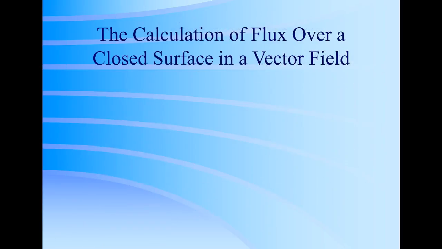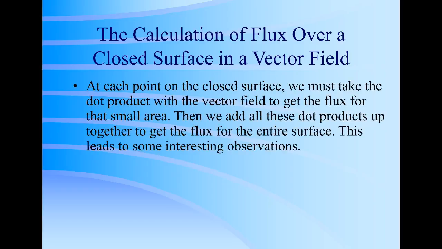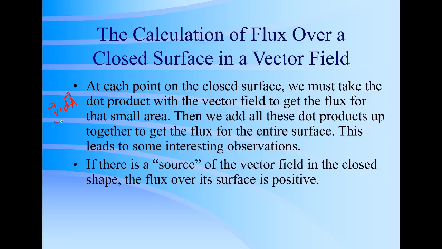So how do you calculate flux over a closed surface in a vector field? Well, at every point on the surface, you take the dot product with the vector field to get the flux. So you have to do the vector field dot dA for every piece. Then you have to add all of those dot products up to get the flux for the entire surface. So this, if you think about it, is d flux.